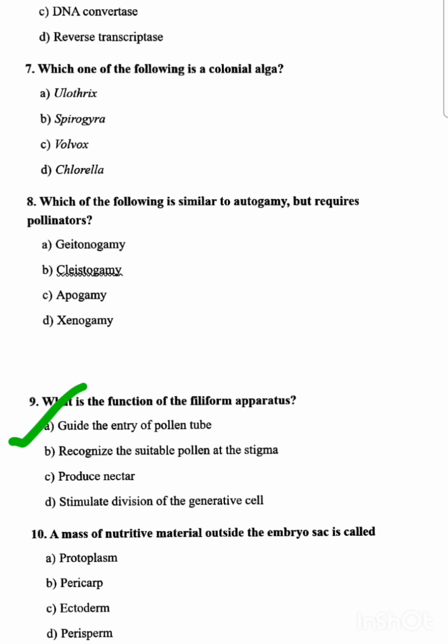Then question number 10. A mass of nutritive material outside the embryo sac is called the perisperm. Then the nucleic acid synthesis. The nucleic acid synthesis takes place in which direction? Newly formed nucleic acid synthesis always takes place in 5' to 3' direction.